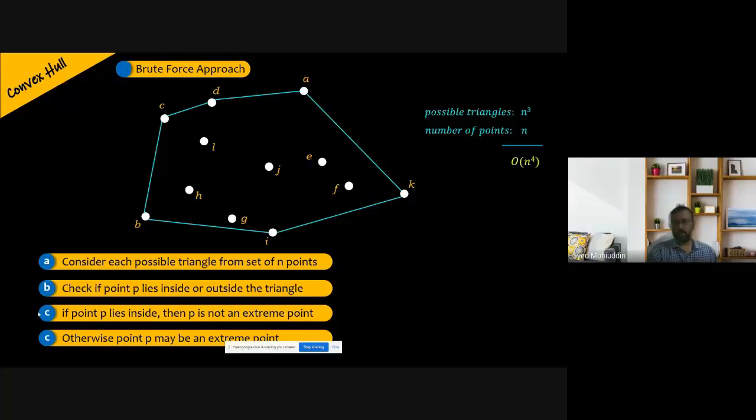So in the brute force approach, we try to take triangles and check whether the point lies inside the triangle or outside. If it lies inside, ignore it. If it lies outside, then that may be an extreme point. The possible triangles are n cube for n number of points. So to check n number of points, we need to construct n cube triangles. So the complexity of this approach would be O of n power 4.